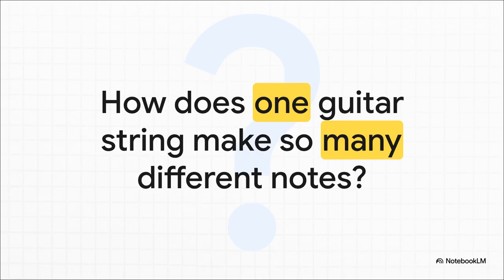Think about a single guitar string. It looks so simple, right? But a musician can pull a whole symphony of different notes out of it, from a deep growl to a high-pitched scream. How? How is that even possible? The secret is all about how that string vibrates. It's not random. It's a very specific, beautiful pattern that we call a standing wave.